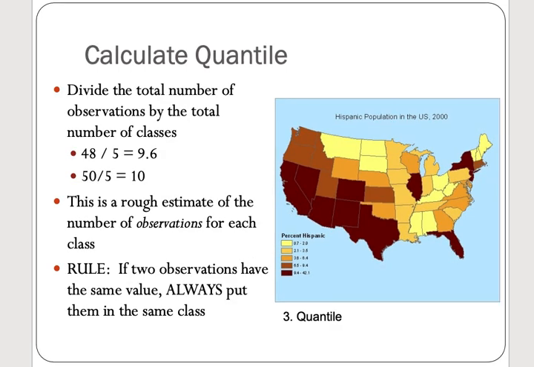How do you calculate quantiles? You divide the total number of observations by the total number of classes. In this case, we're looking at 48 states, excluding Hawaii and Alaska, and we want 5 classes. So 48 divided by 5 equals 9.6. Again, if you're looking at 50 states, you would divide by 5, our number of classes, and get 10. This is a rough estimate of the number of observations for each class. The rule is if you have 2 observations that have the same value, always put them in the same class.